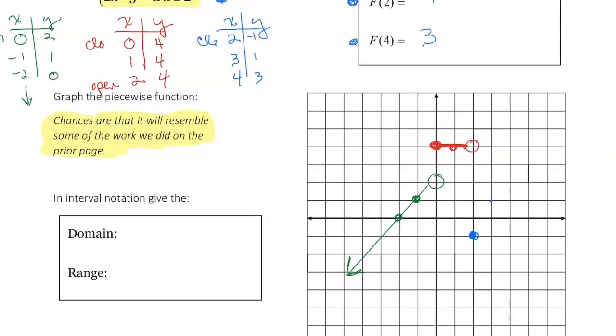Okay, then I have 3 and 1, and I have 4 and 3. And does this end or does this continue? This continues, so I'm going to put an arrow there to remind myself. And then when I draw this in, I'm going to keep going with an arrow right there. Okay, so that function is now graphed.